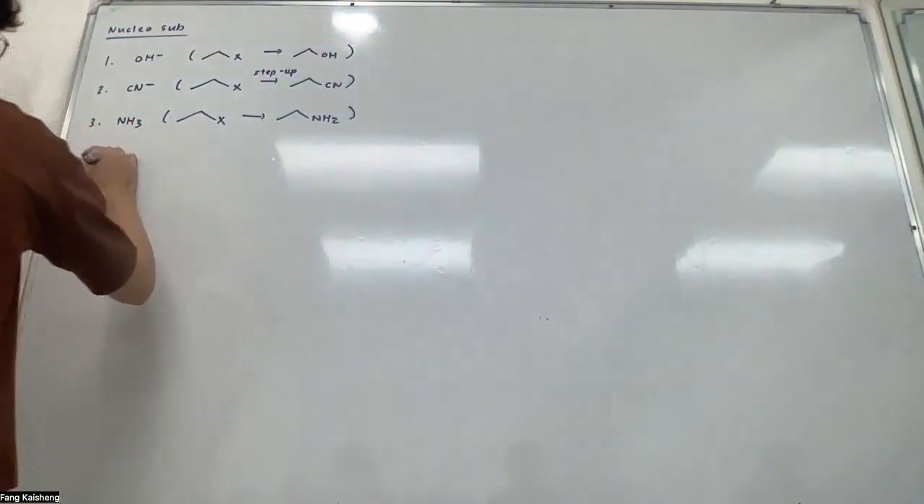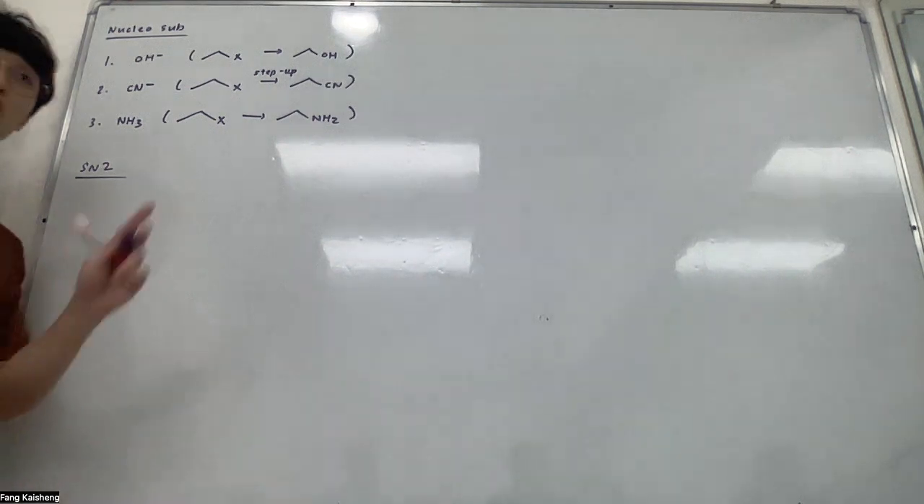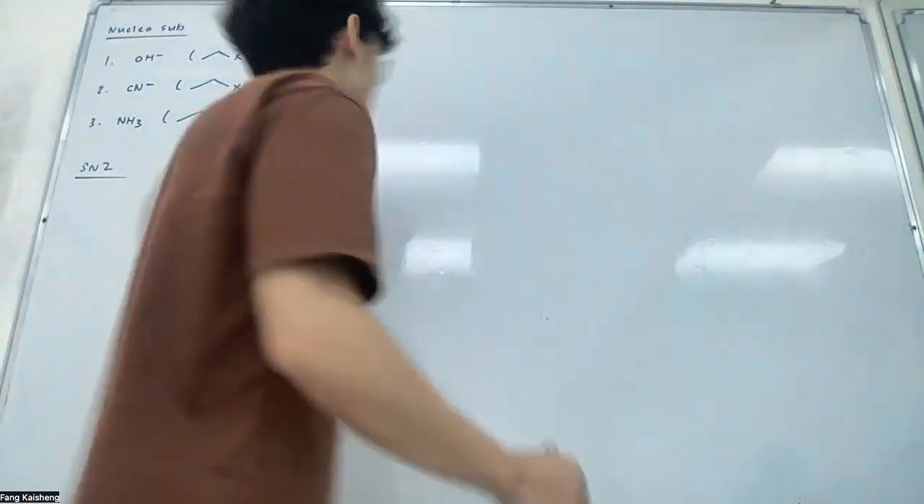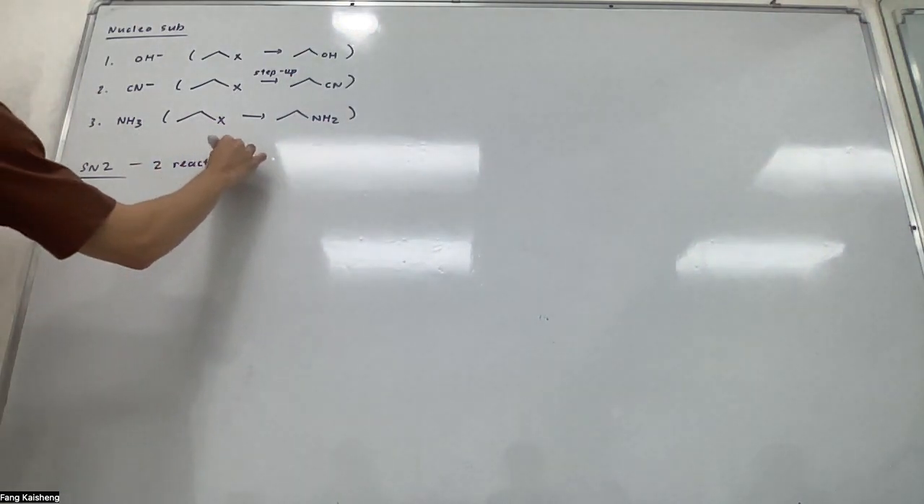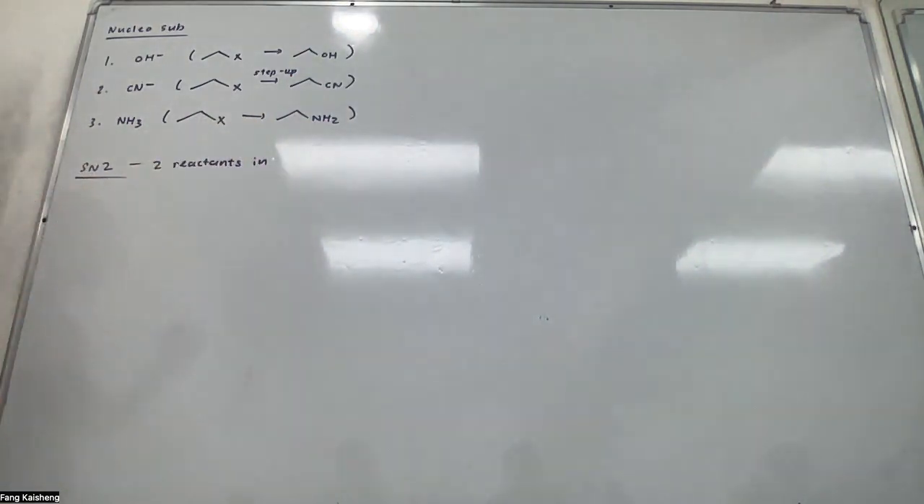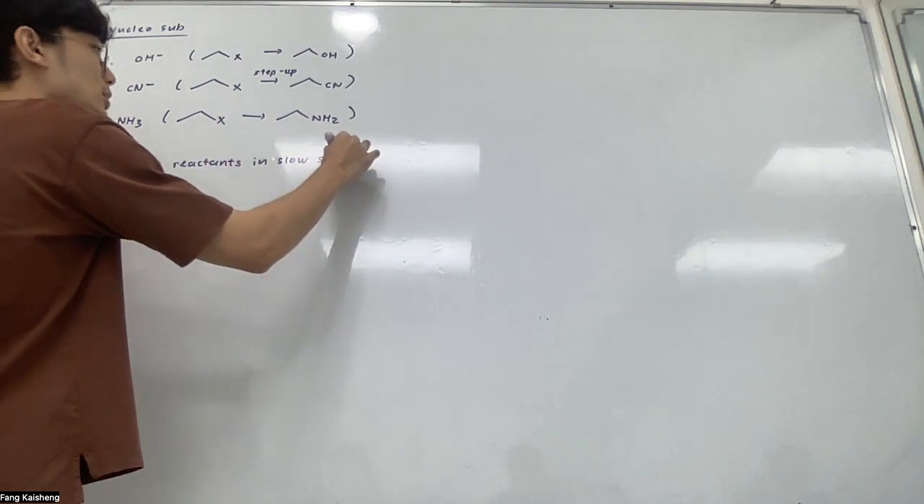Okay, let's look at SN2 first. There are a bunch of features that we can list out. Remember, absolute number 1 thing: the 2 in SN2. What is the 2? Is it 2 steps? Okay, good. Must remember that. It's 2 reactants in the entire mechanism. 2 reactants in the slow step. Must be the slow step.